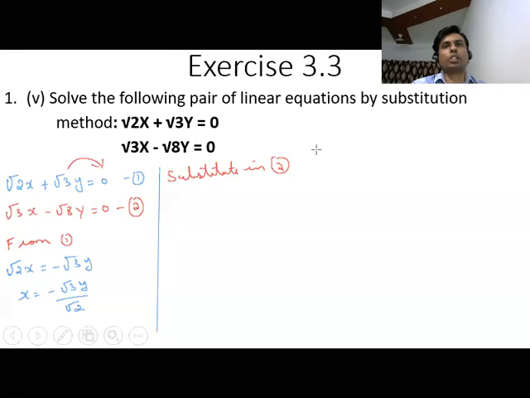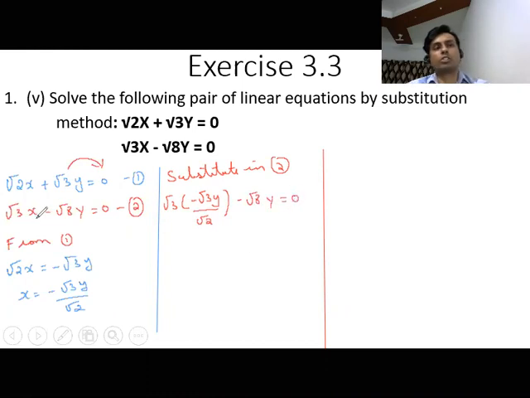So if I substitute now in 2, what will I get? Root 3 into minus root 3y by root 2 minus root 8y is equal to 0. So for x I substituted. Now open this. Root 3 into root 3 is minus root 9. So minus root 9y by root 2 minus root 8y is equal to 0. Root 9 is 3. So minus 3y.